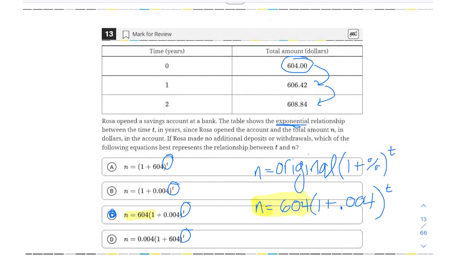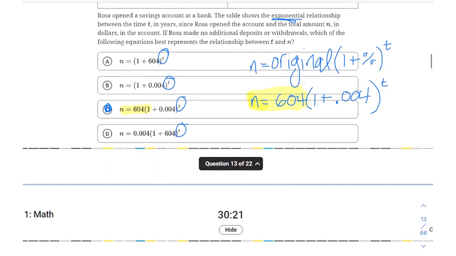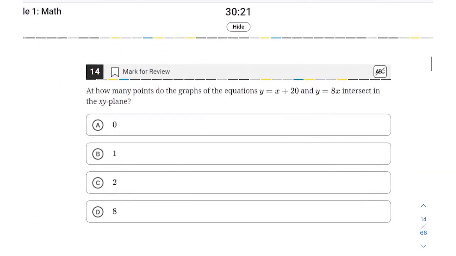So again, taking a look at these questions in a different light, not necessarily thinking about everything purely mathematically, but thinking about how can we arrive at the correct answer choice most efficiently, can really help us think like a standardized test taker. All right, for question 14, we're going to have another opportunity to use that same line of thinking.